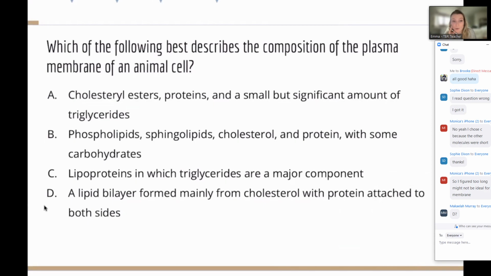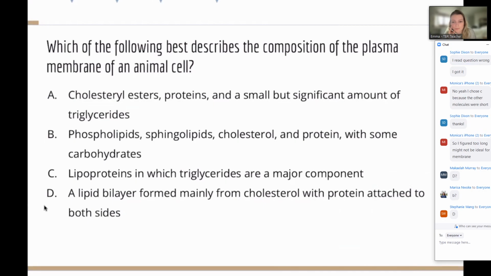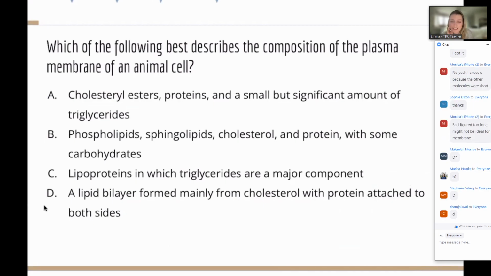Anyone else want to guess? Throw a guess in? Some for B, some for D.